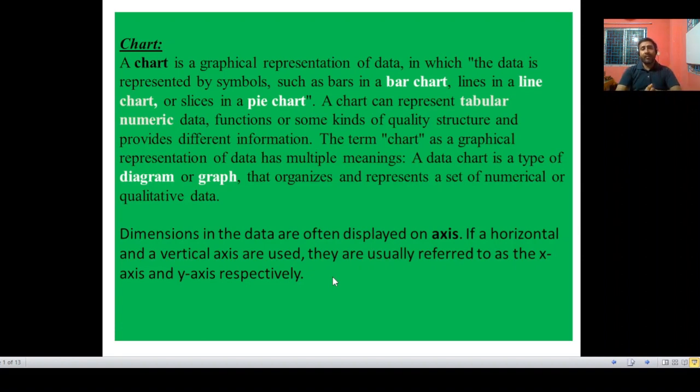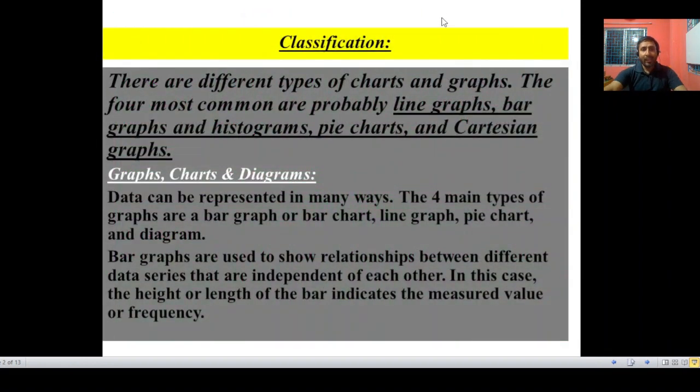That is very important for us to know that in a graph and chart we can find many kinds of dimensions, or we can find the two axes, that is the y-axis and x-axis. The next one we can learn is classification. There are different types of charts and graphs. The four most common are probably line graphs, bar graphs, histograms, pie charts, and Cartesian graphs.